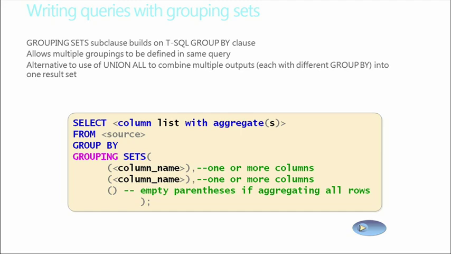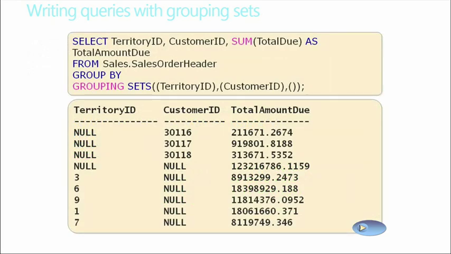But this is an example. I don't know if I have an example in here. I do. We do a select of territory ID and customer ID. We're going to do an aggregate function of sum as total amount due. And then from the sales order header table, we'll group by. And then we're going to use grouping sets.